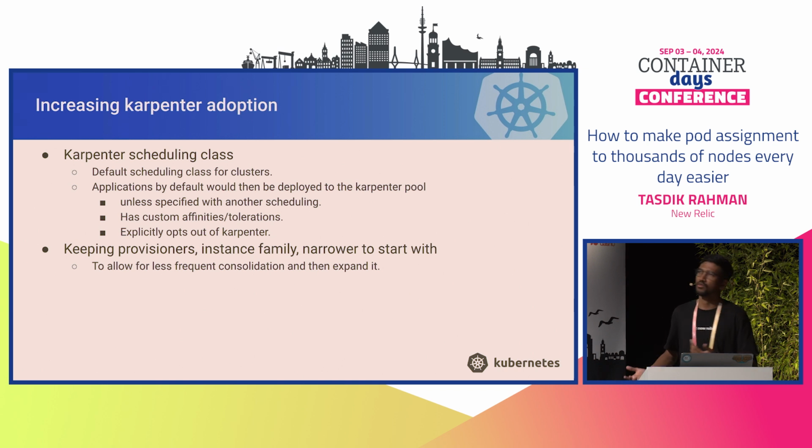What we also ended up doing was we kept the provisioners narrow with the instance families to begin with, and the reason why we did that in the first place is to allow for less frequent consolidation and then slowly expand. As you can imagine, Karpenter would have more options to choose its instance families and instance types from, and it would, in essence, mean more consolidation.